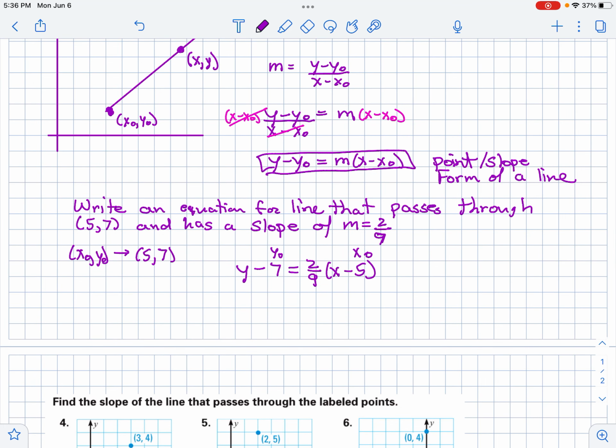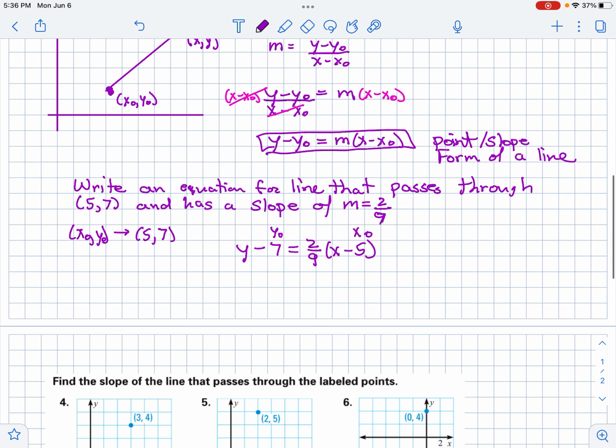Now, let's look at this. Let's suppose that we're passing through the y-intercept of 0, 8, okay? And our slope is 2/9. So in other words, I'm modifying the problem a little bit. I'm saying, okay, instead of my point being 5, 7, let's make the point the y-intercept. The y-intercept is what happens when the x is 0. That's where it passes through the y-axis.